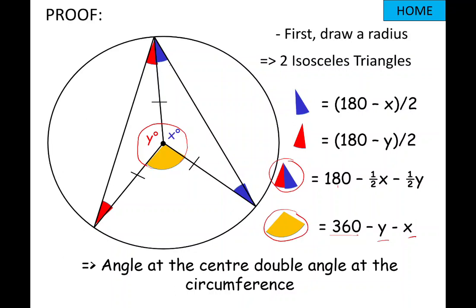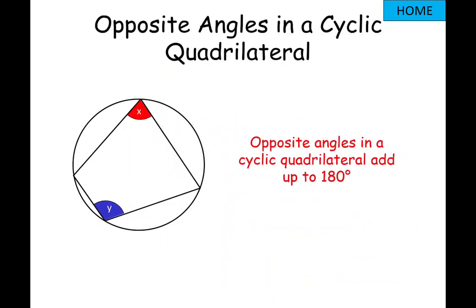Y divided by 2 is equal to half y, and x divided by 2 is half x. That means the angle at the center is double the angle at the circumference. Now, opposite angles in a cyclic quadrilateral add up to 180. X and y add up to 180. This angle and the angle opposite to it also add up to 180.